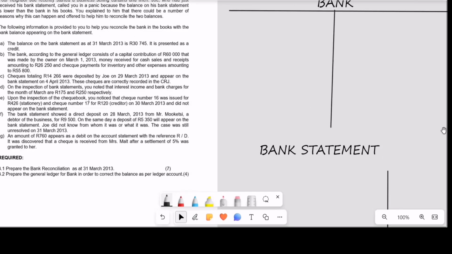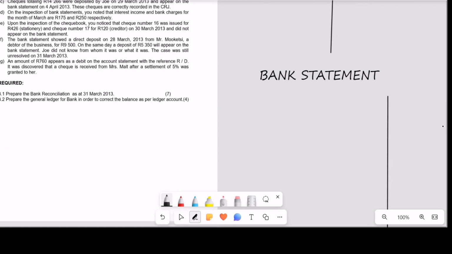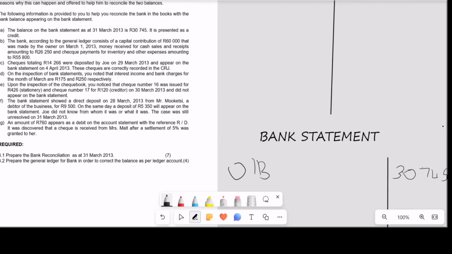The balance on the bank statement as at 31 March 2013 is 30,745. It is presented as a credit. So we have to put it in immediately because it's given. So it's opening balance 30,745. Remember, guys, with these types of questions, you must always keep in mind how the bank sees you, as their debtor.